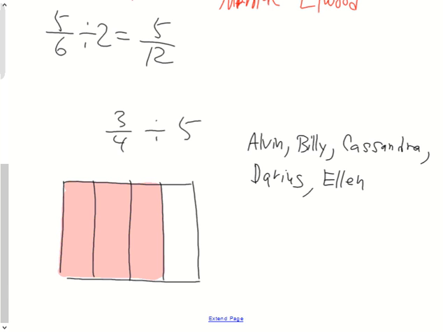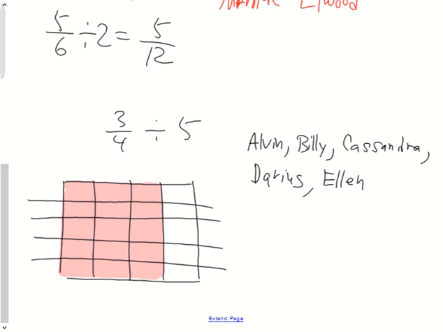So I'm going to make 5 cuts, or 4 cuts, sorry. 1 cut, 2 cuts, 3 cuts, and 4 cuts. This part up here, which I'll circle just temporarily, is Alvin's, right? That's Alvin's. This is Billy's, Sandra's, Darius's, and Ellen's. Okay? So if we think about what it was, it used to be 3/4.